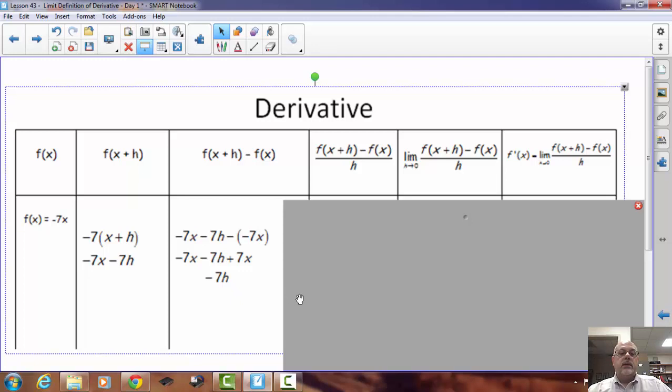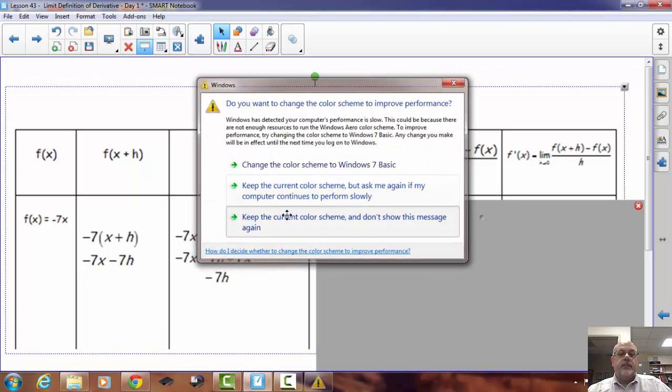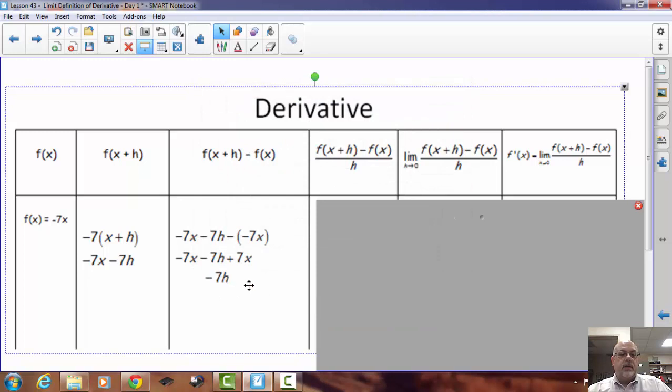The next one says, take the result, f of x plus h minus f of x, and divide it by h. So you're going to take the result here and divide by h. That's what I did. Negative 7h, divide by h. The h's cancel, and you have negative 7.